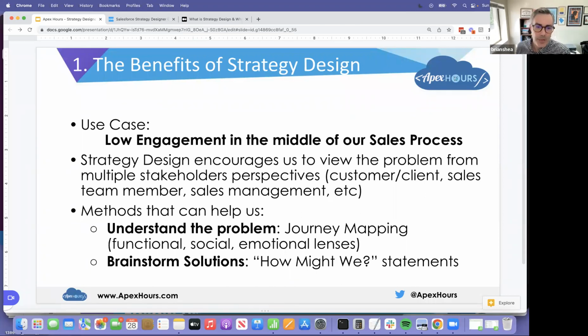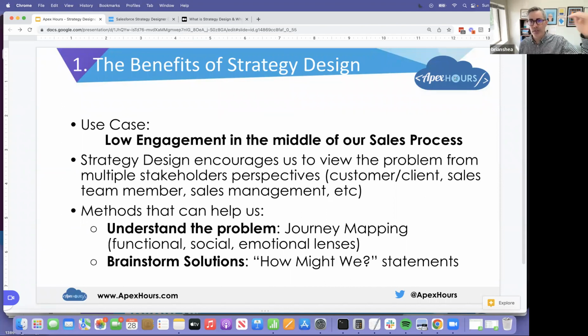So that brings us to the second topic, a systematic approach to brainstorming solutions. So if we look at our problem as low engagement in the middle of the funnel, we can use something called how might we statements to look at that problem and then brainstorm different ways that we could solve it. So on the call yesterday, we did a quick how might we statement exercise around this, and we came out with a few different ways that we could address this challenge.